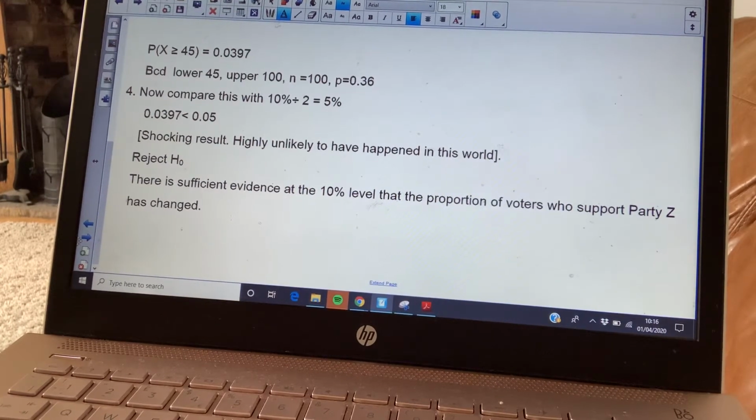Now, 3 and a bit percent is less than 5%. So this is a very small probability. You are shocked. This is highly unlikely to have happened in this world that you've set up in your null hypothesis. Therefore, you reject the null hypothesis and then you put it back into context. There is sufficient evidence at the 10% level that the proportion of voters who support Party Z has changed. Okay, so that's one where we reject.